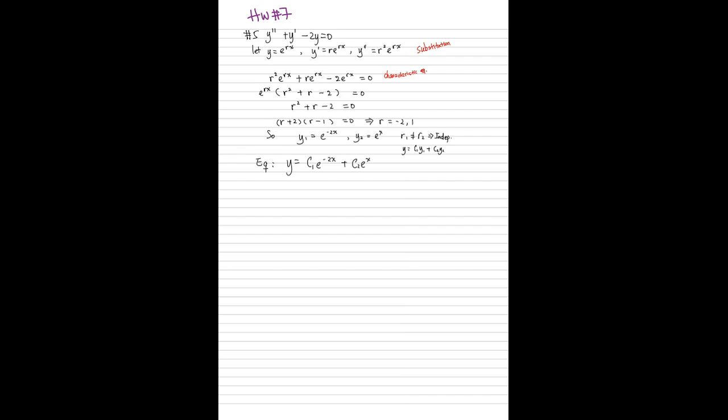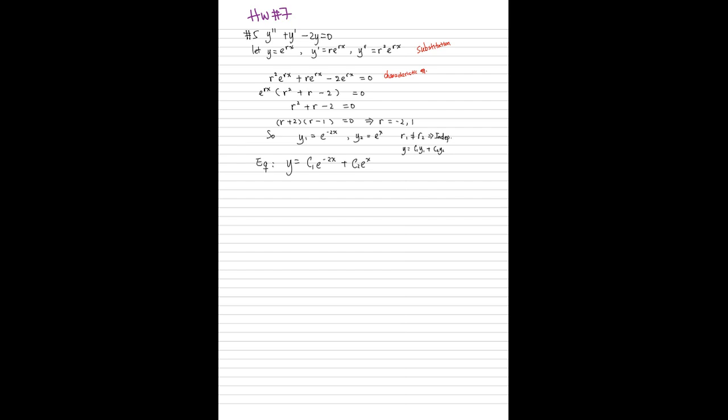So this question is kind of similar to 7.4, actually. So it just finds the general equation by the given differential equation. So it has y double prime plus y prime minus 2y is equal to 0. So I do the substitution as they did before. Let y equal e to the rx, and then take the first derivative and the second derivative, which is y prime equal to re to the rx, and y double prime is equal to r squared times e to the rx.